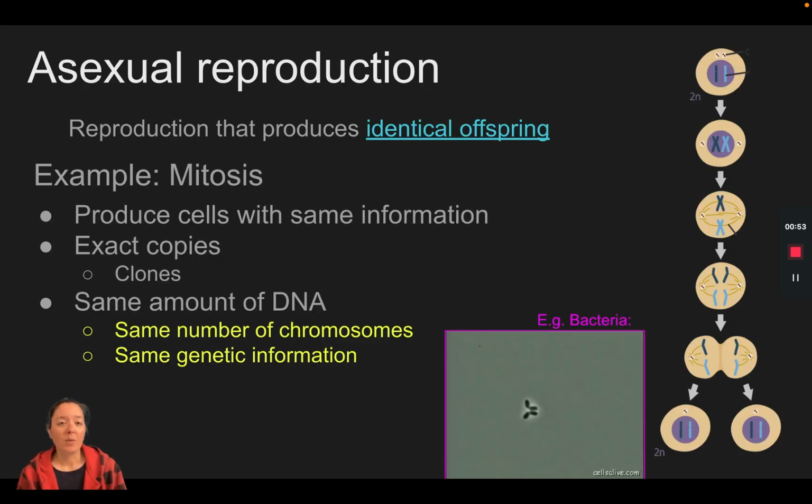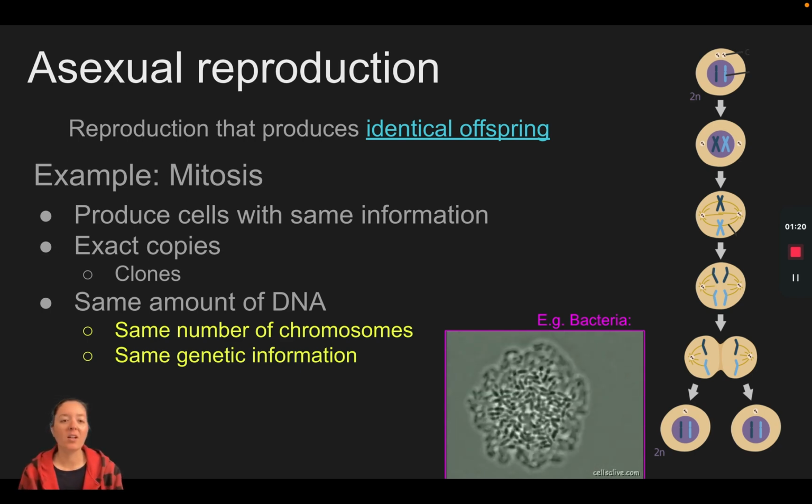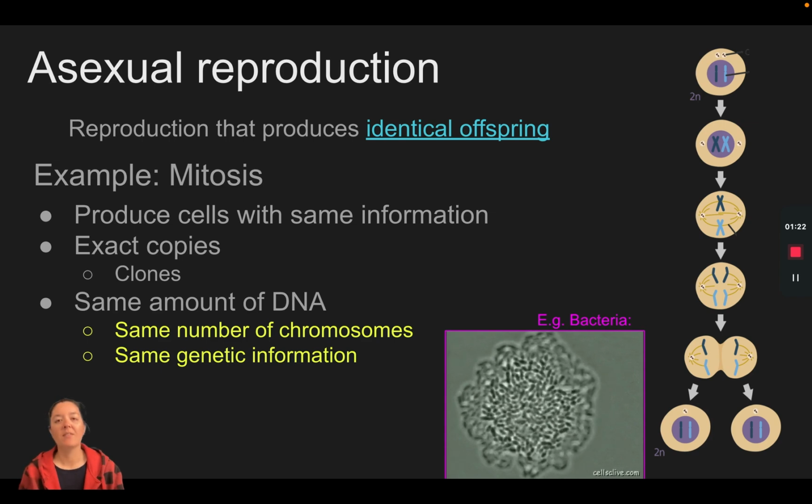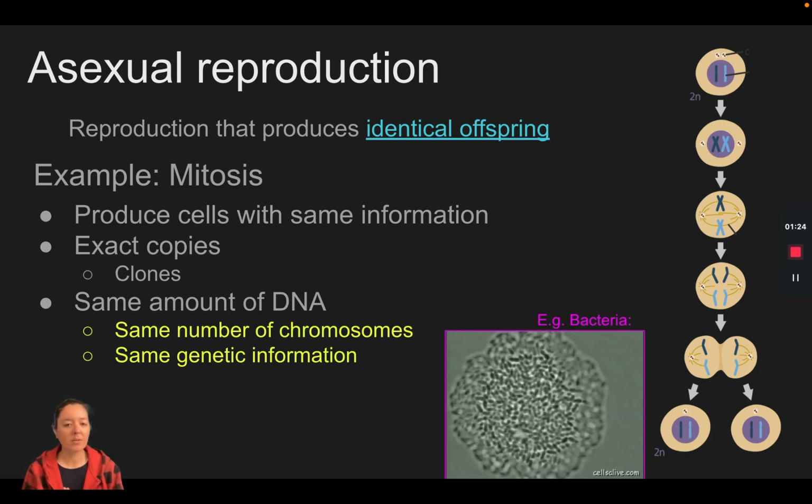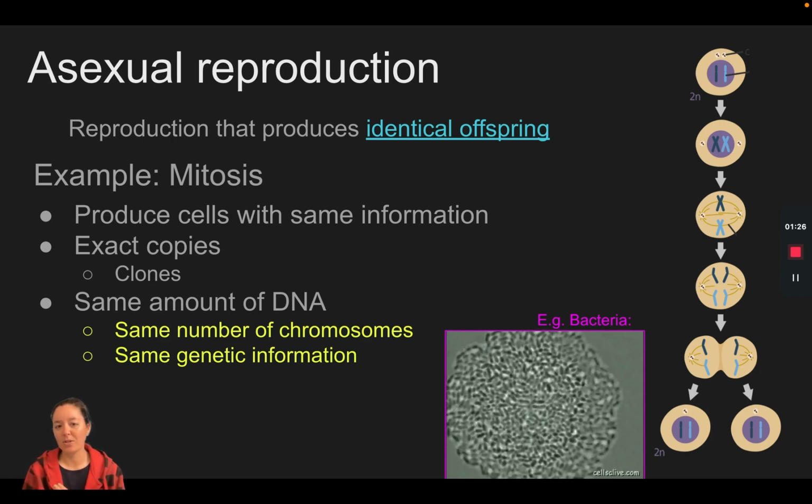There are different types of reproduction. One of them is asexual reproduction. This is reproduction that produces identical offspring. Most asexually reproducing organisms use mitosis. They produce cells with the same information, and they are exact copies. They have exact copies of the DNA. They are also considered clones. They have the same amount of DNA, the same number of chromosomes, and the same genetic information.